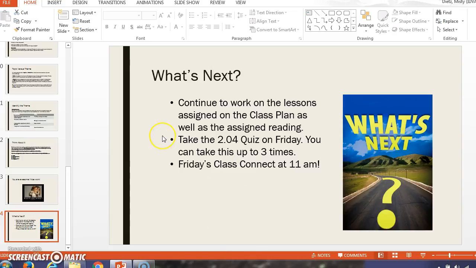In addition, you want to take the 2.04 quiz today, Friday, and you can take it up to 3 times. So feel free to take it up to 3 times. The computer will take your highest score. So if you do poorly that first time, make sure that you go back in and see what you got wrong, and then retake the quiz for a higher score and for a deeper understanding.